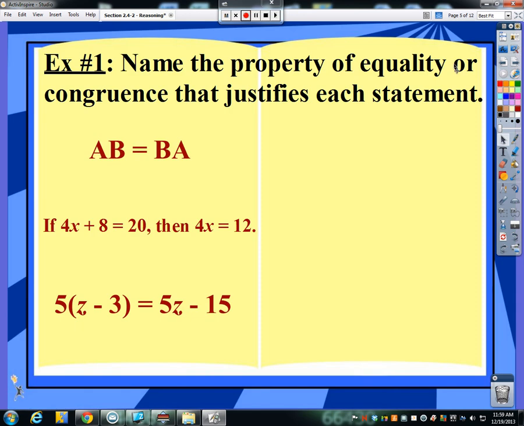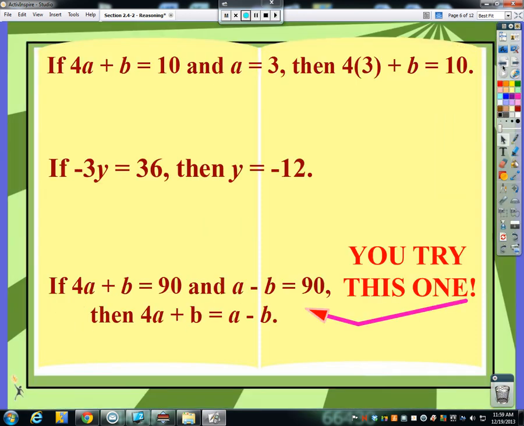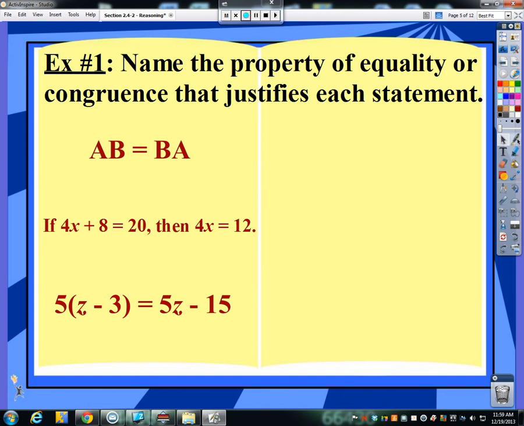So really, we're just going to do one example here that has 6 parts to it. You guys are going to be in charge of the last one that we will discuss tomorrow in class. So we're going to name the property of equality or congruence, a PE or PC, that justifies each statement.